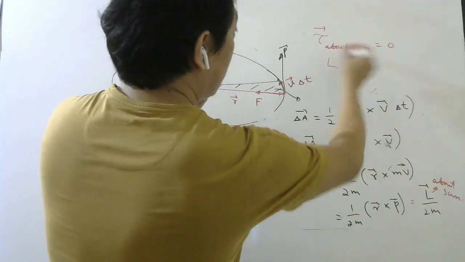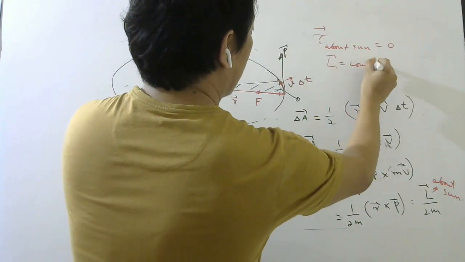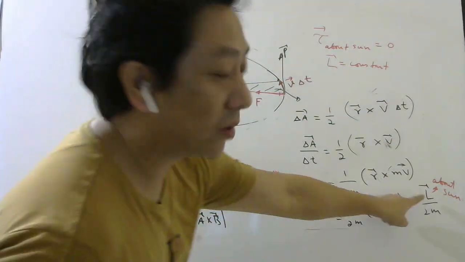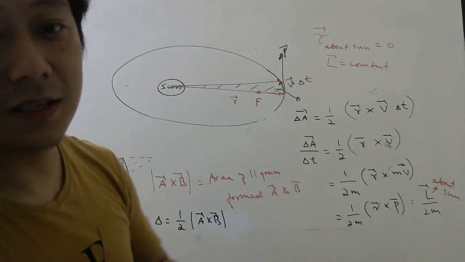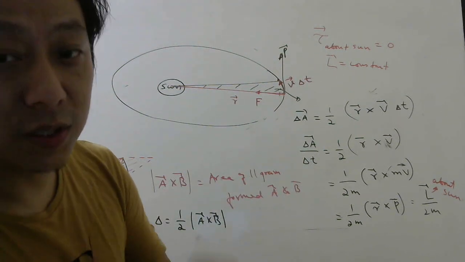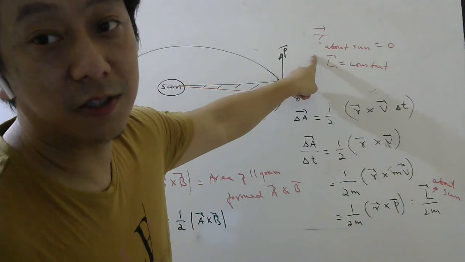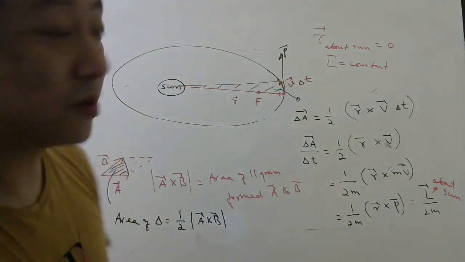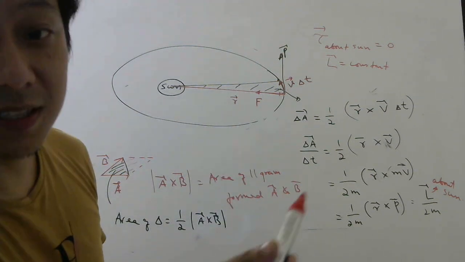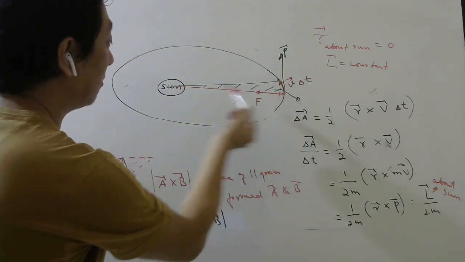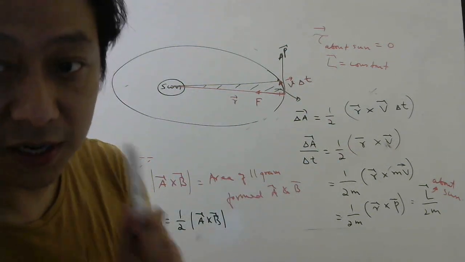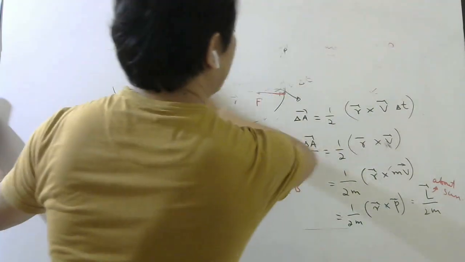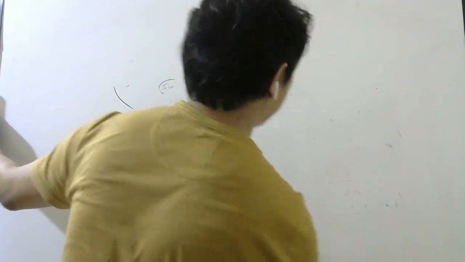So if torque is 0, angular momentum must be constant, which means angular momentum constant means what? Areal velocity will be constant. So it will sweep equal areas in equal intervals of time, which is coming from the law of conservation of angular momentum, remember. And that is because the gravitational force is a central force. The force on the planet by the sun will act along the line joining the centers. So that you keep in mind.